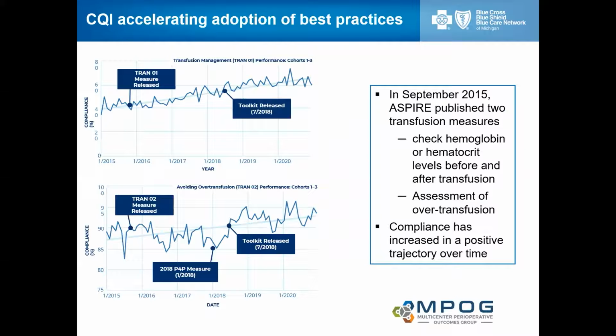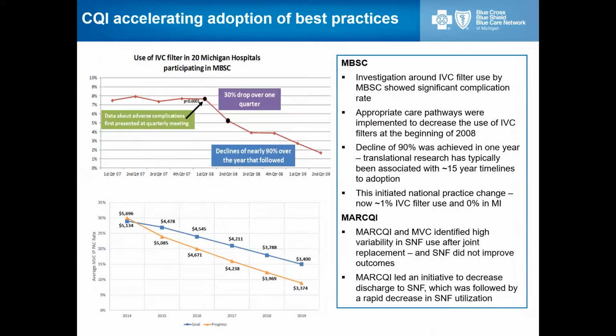Spire, the anesthesia CQI in the state of Michigan and the quality arm of MPOG, has documented success in changing provider behavior. In 2015, Spire published 2 transfusion measures: one, to check hemoglobin or hematocrit levels before and after transfusion, and 2, the assessment of overtransfusion. The compliance has increased in a positive trajectory over time.